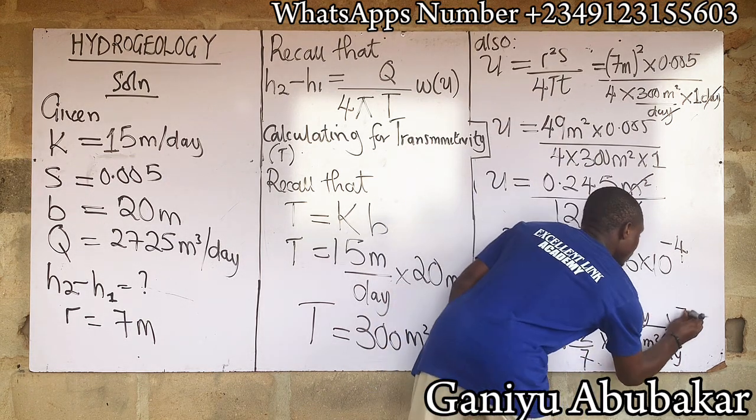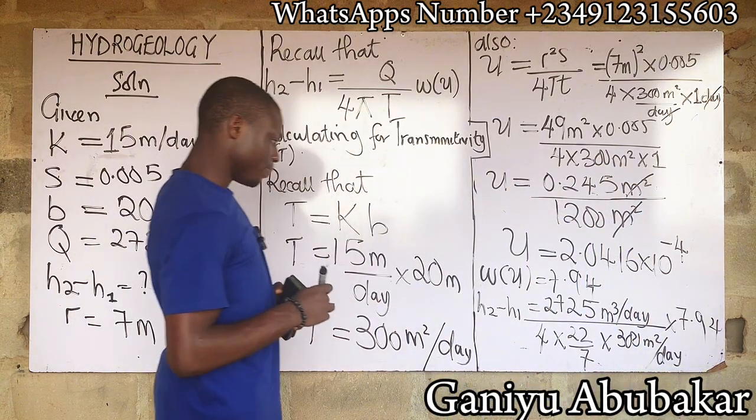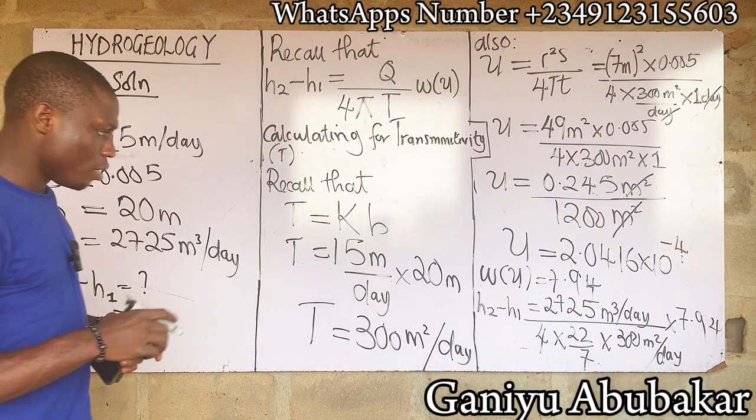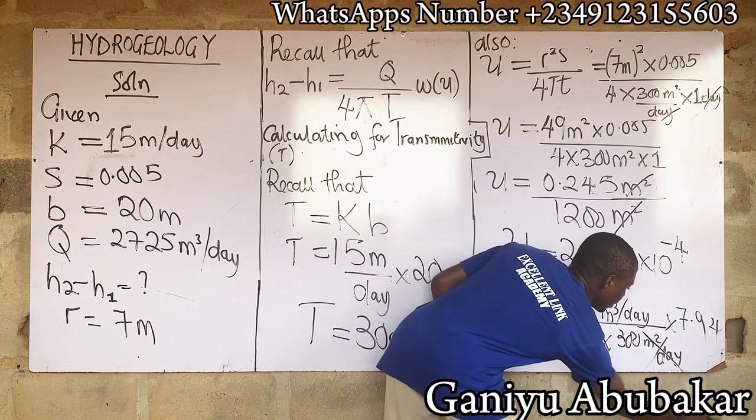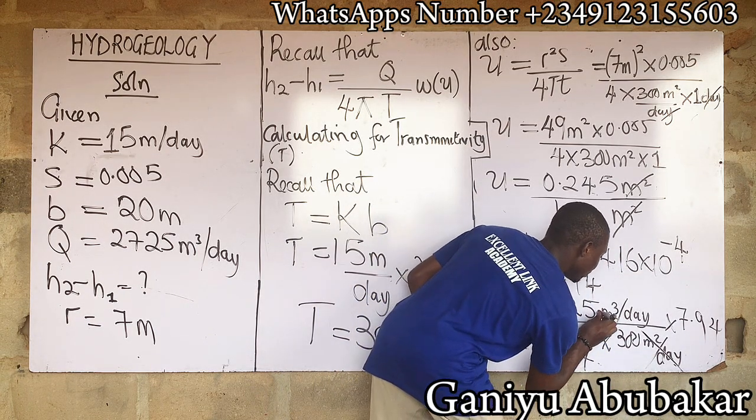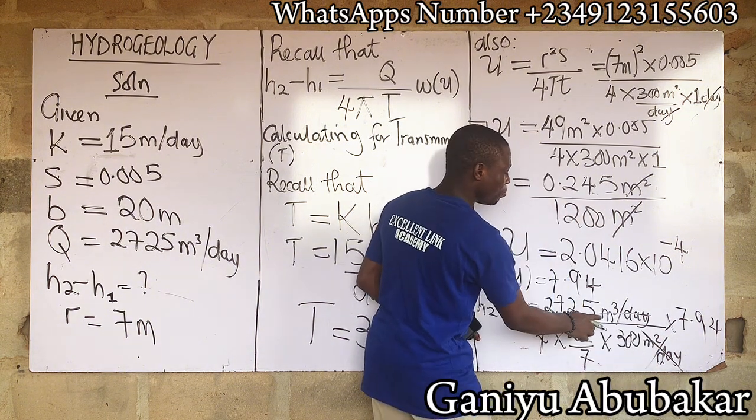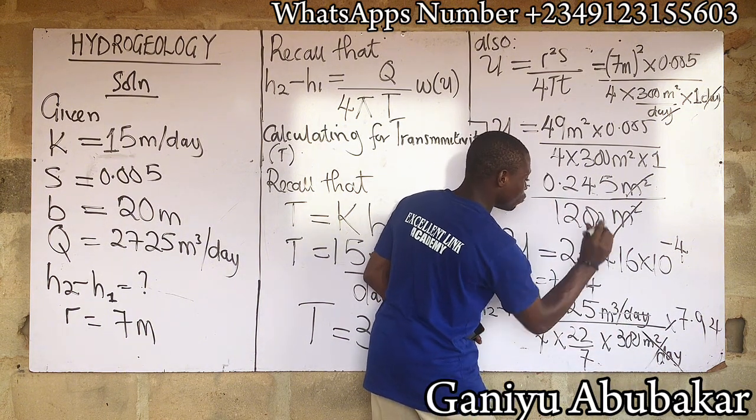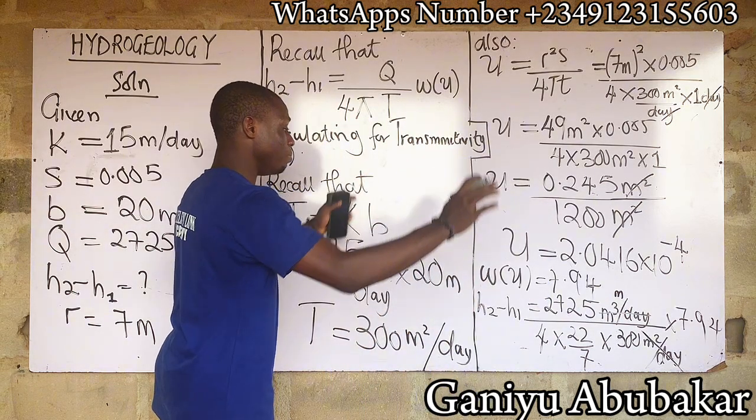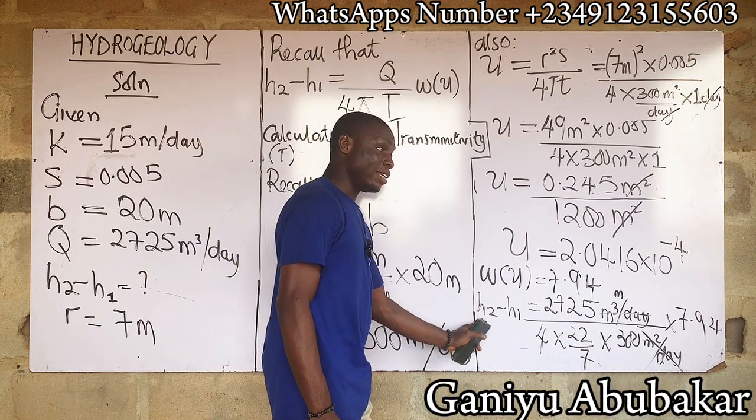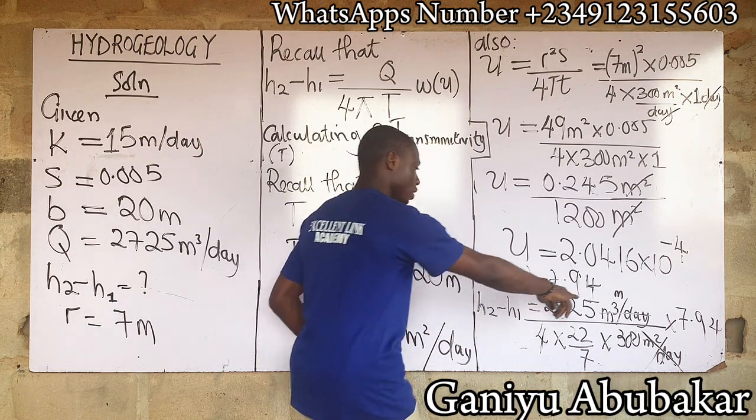What's W of U, please? That's 7.94. So let's get this done, please. By the way, observe, please. Meter squared per day cancels out meter cubed per day. I'll be left with just meter, so my SI unit should be in meters. Drawdown height is in meters, so it's correct.